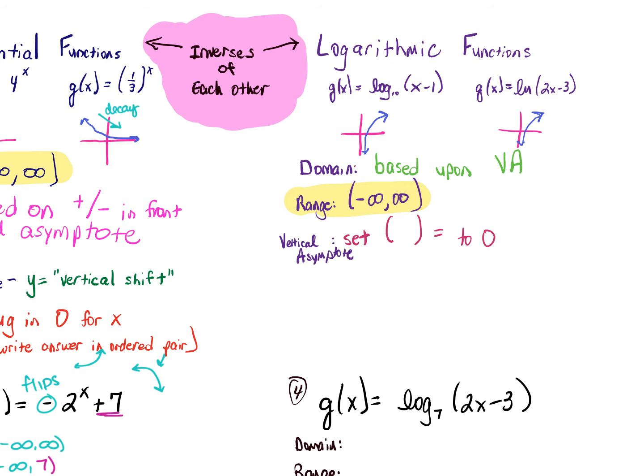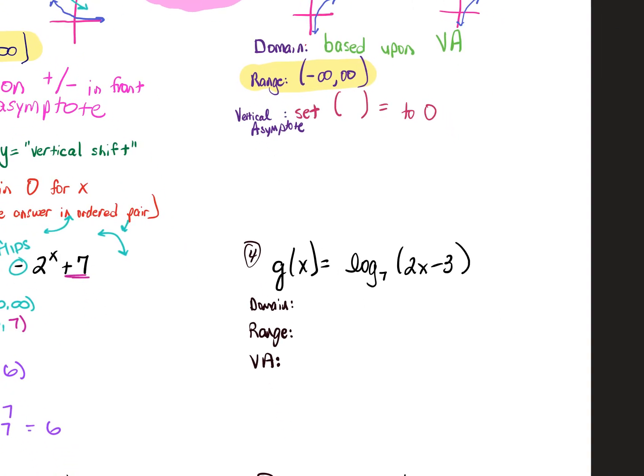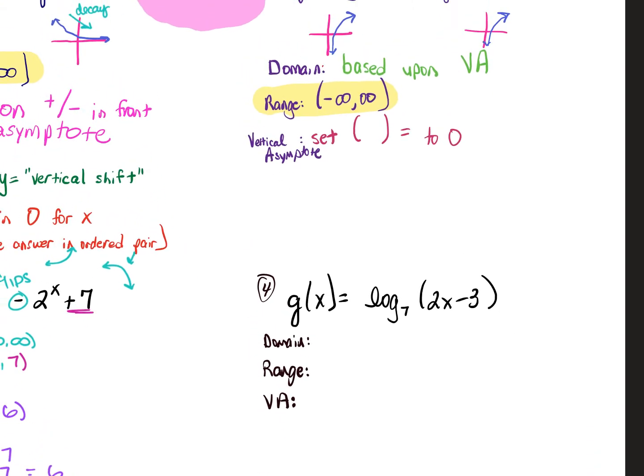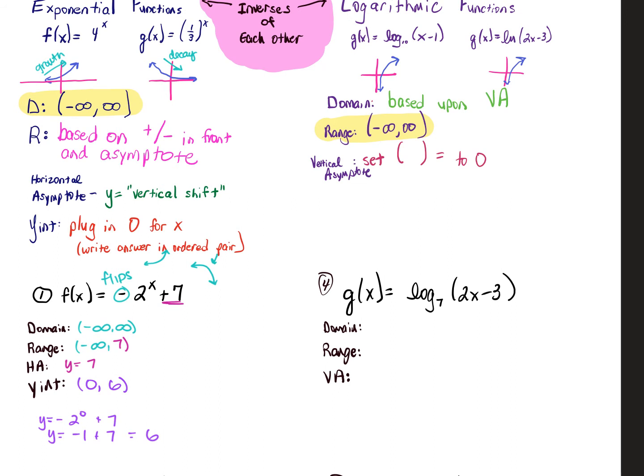Your domain is based upon your vertical asymptote. To find your vertical asymptote, you're going to set whatever is in parentheses, whether it's a log function or that ln function, they're still log functions, equal to 0 and solve. Okay? So if we look at number 4, you have g of x is equal to log 7 of 2x minus 3.